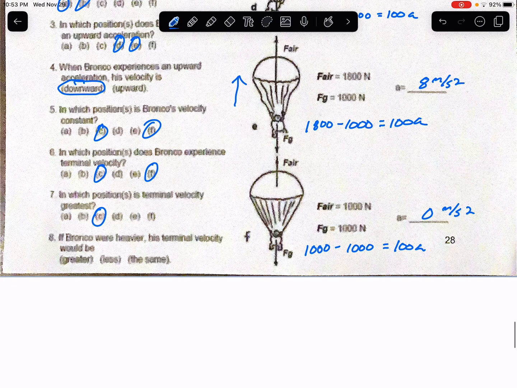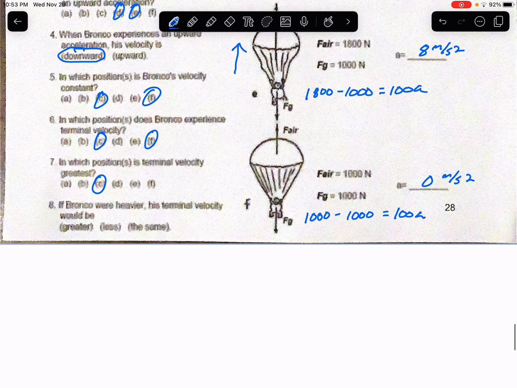Number 8, if Bronco were heavier, his terminal velocity would be, so remember, force equals mass times gravity. If that mass starts going up, that means his terminal velocity is going to start going faster. So his mass makes his terminal velocity greater.